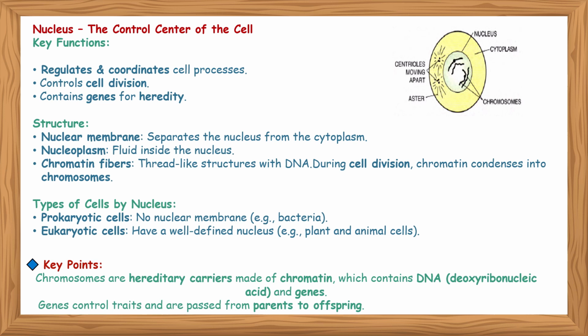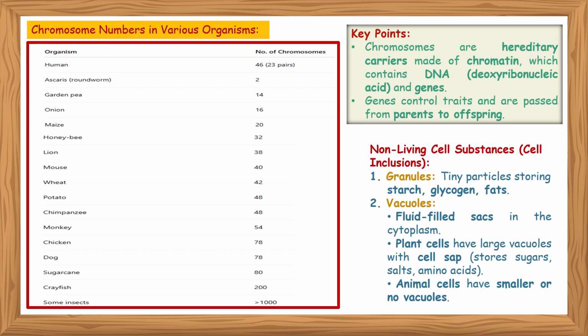Types of cells by nucleus. Prokaryotic cells have no nuclear membrane, for example bacteria. Eukaryotic cells have a well-defined nucleus, like plant and animal cells. Chromosomes are hereditary carriers made up of chromatin, which contains DNA and genes. Genes control traits that are passed from parents to offspring.